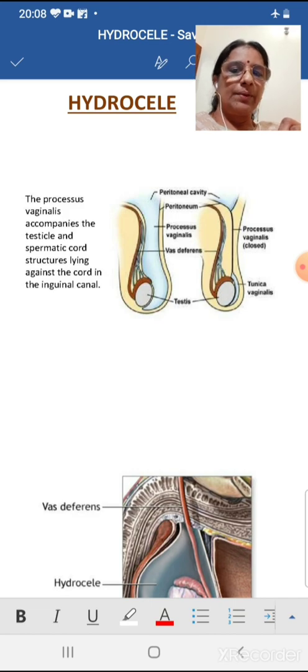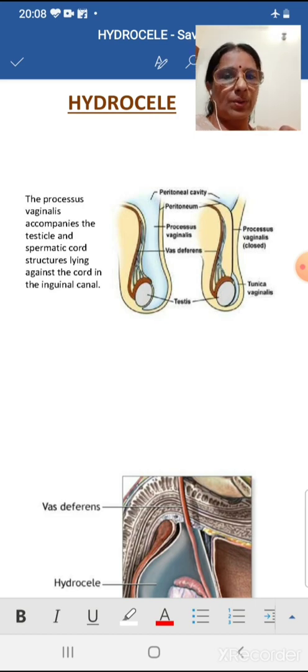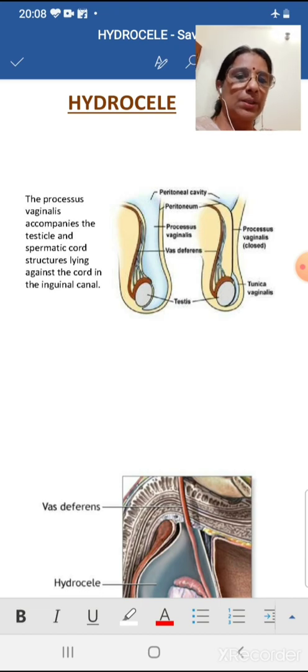So the development of testis. Development of testis starts in the abdomen and it is carried down to the bottom of the scrotum by a portion of peritoneum. That portion of peritoneum is called processus vaginalis. In this diagram you can see the blue portion, that is the processus vaginalis, the continuation of the peritoneal cavity. It reaches up to the bottom of the scrotum.